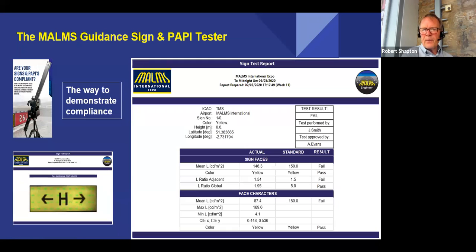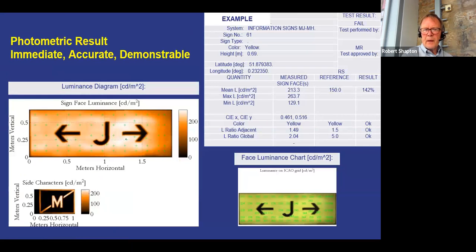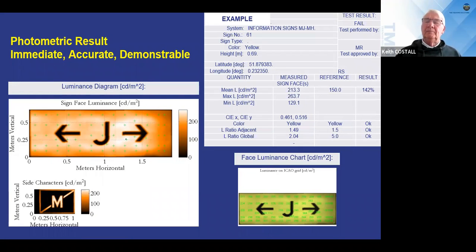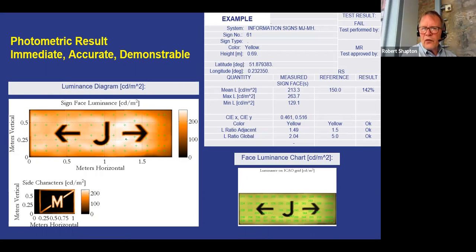Next, please, Keith. Right, so here again we have another image that we produce. This is a different sign here. In this particular case, the sign has passed, 213 candela compared to the standard of 150, and the ratios are all okay. So this is what we like to see. We don't want to be negative. It's much easier for us, and it's much better for you that your signs pass.